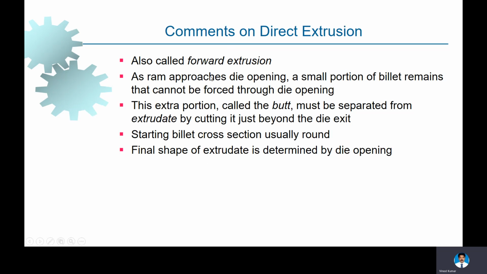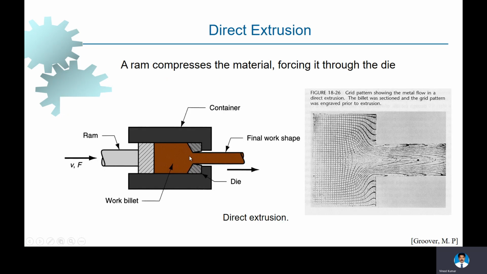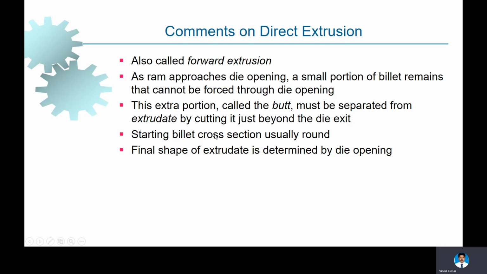It is also called forward extrusion. As the ram approaches the die opening, a small portion of the billet remains that cannot be forced through the die opening. You can see here, whenever it reaches close to the die, some amount of material will remain inside the container, which cannot be forced out. That material has to be removed before we start the next process. It must be separated by cutting or by some other process.